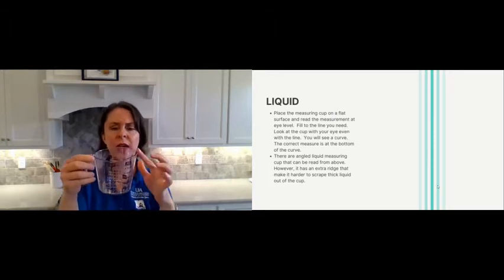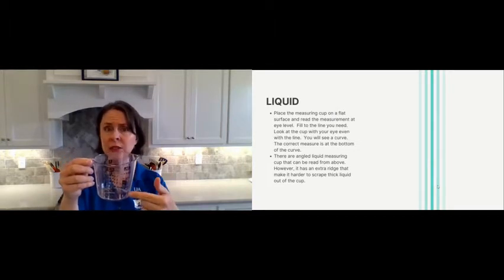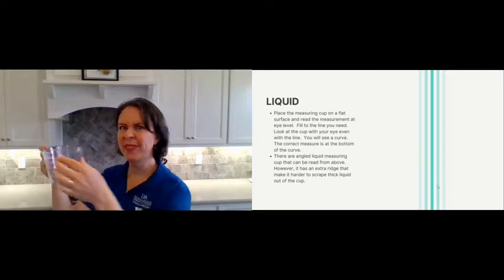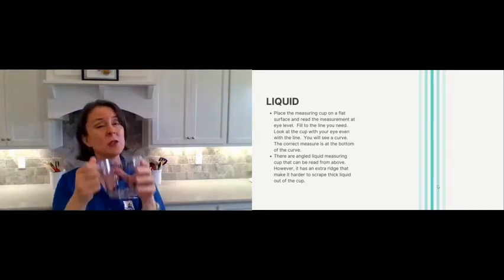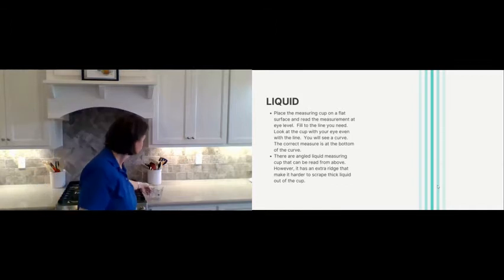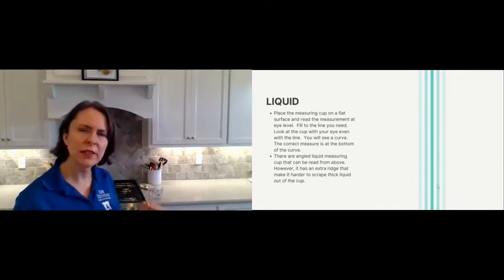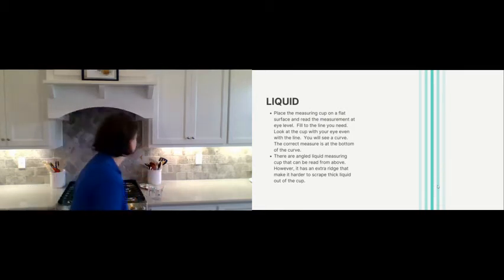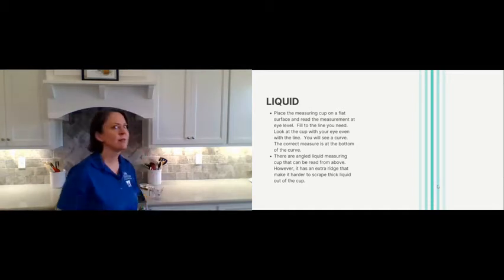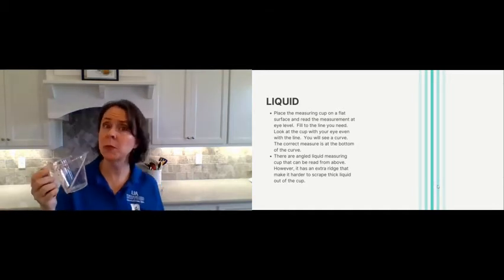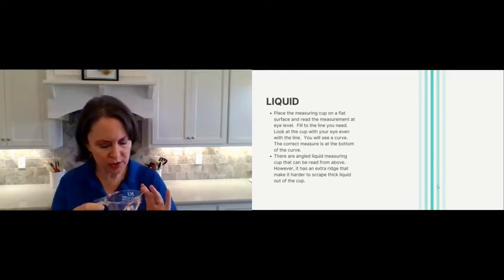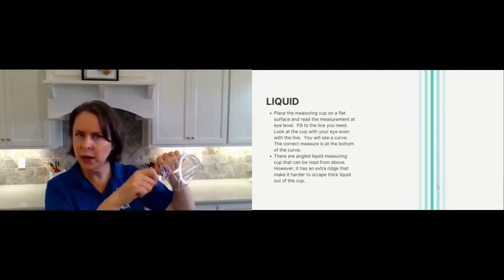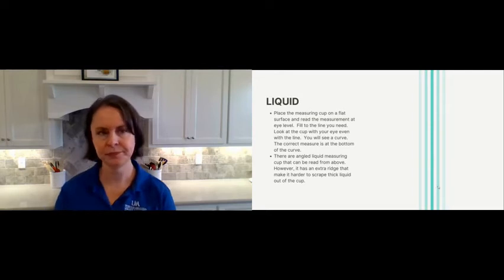For liquid measures, there's a spout and some measuring lines. So can you just look at it like this? Nope, that's really not the most accurate way to do it. To get an accurate liquid measure, set it down on a flat surface, and then you're going to have to get down to eye level to make sure that the liquid is at that measuring line. All right, now there are also angled measuring cups, and these are great. You can just look at them from the top, but they're a little bit more difficult to get thick liquids out of when you're scraping, so just keep that in mind.